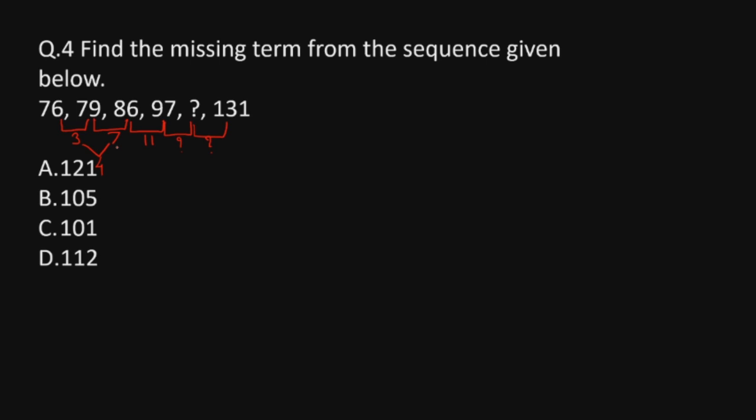So 3 plus 4 is 7, then again 7 plus 4 is 11, and then this number should be 11 plus 4, that is 15, and the last one should be 19. Let's check. So here we can see 76 plus 3 is 79, then 79 plus 7 is 86, and 86 plus 11 is 97, 97 plus 15 is 112, and 112 plus 19 is 131. So yes, 112 is the correct answer.